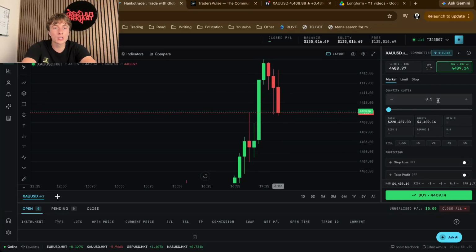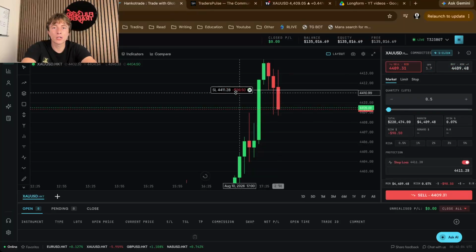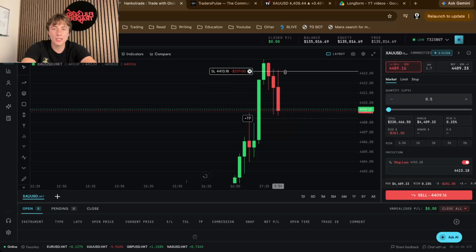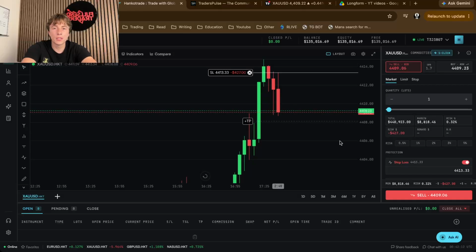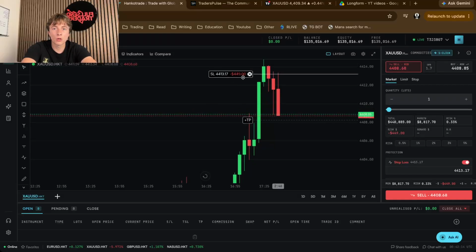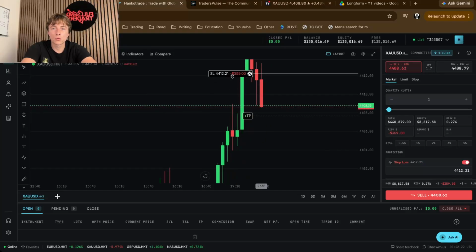So I'm going to be trading this with one lot. We're going to be selling one lot. My SL is going to go just above this gap. I'm probably going to be risking about, with one lot, about 500, I'm thinking. 4412, 4412 is going to be my SL.